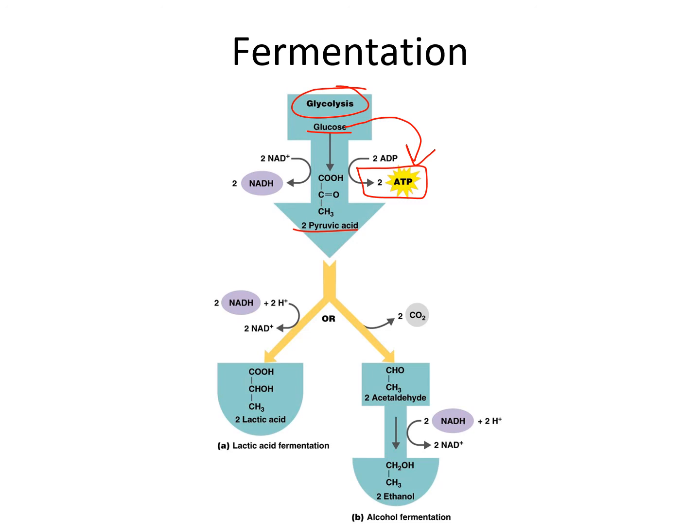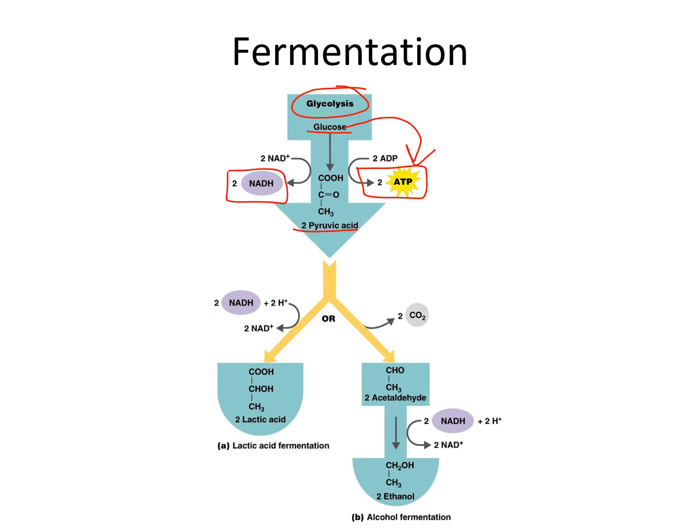But in addition to those 2 ATP, there are 2 electron carriers generated. So there will have to be a final electron acceptor in fermentation also. And in fermentation, the final electron acceptor is some sort of organic molecule. There are many different types of fermentation, and they all have different final electron acceptors.